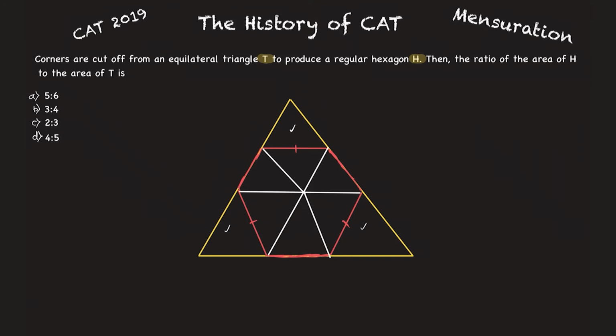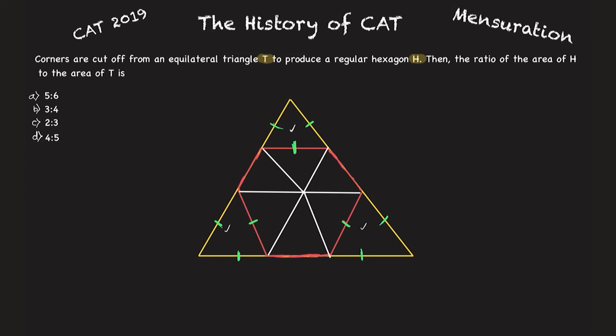So now see, which sides are equal? Okay, I'll put it in green. This side will be equal to this, because it's an equilateral triangle. This side will be equal to this, because when you cut an equilateral triangle by a corner, it forms an equilateral triangle. So this red is equal to this yellow, is equal to this yellow, which means these three sides are equal. Similarly, this is equal to this, is equal to this. Similarly, this red is equal to this, is equal to this.